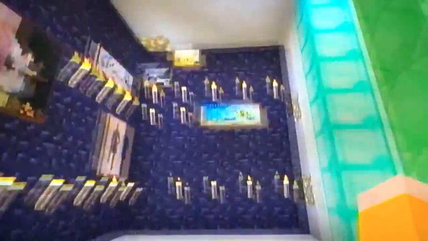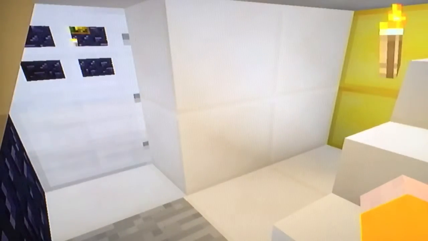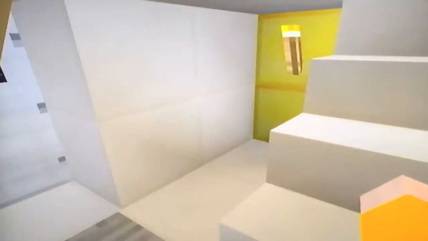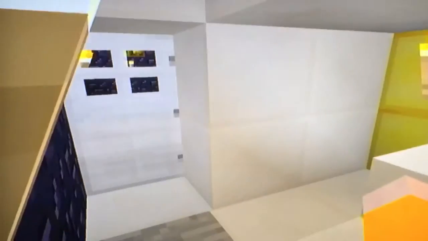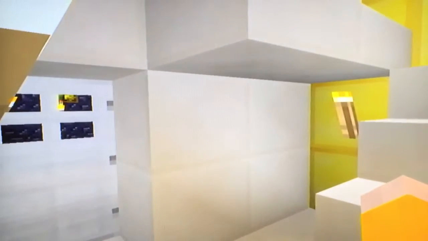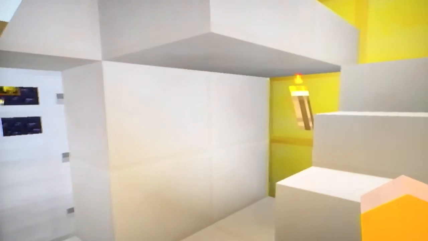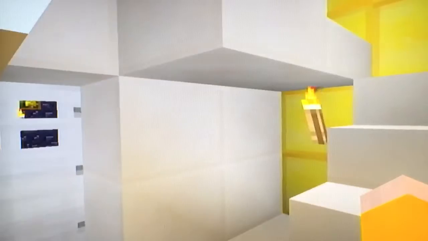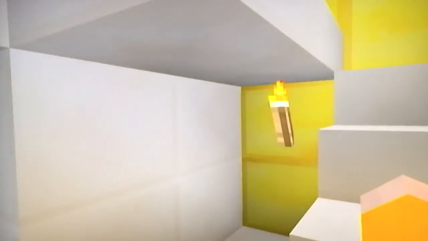Torches light the place all around, and there's some light sources used to get extra lighting. This is another room. It's called like the Baba Kahat, and there's supposed to be a statue of Abraham in here, but Minecraft is not able to make statues, so if there was a statue, it would actually be right where that torch is.